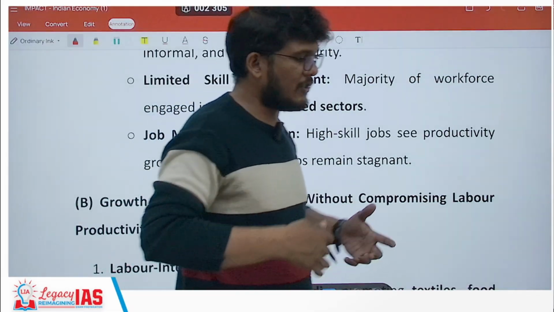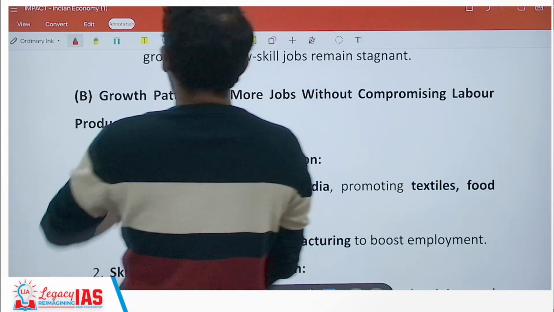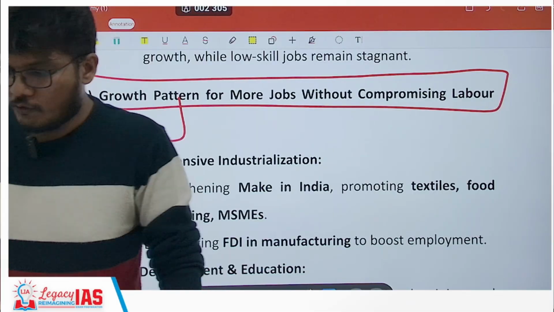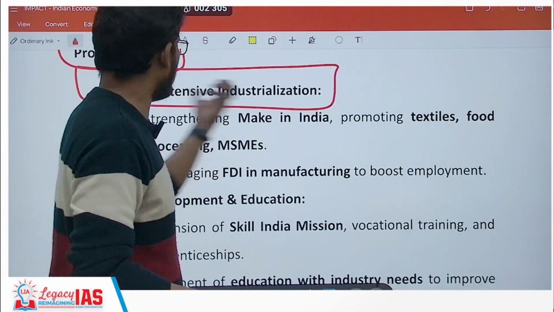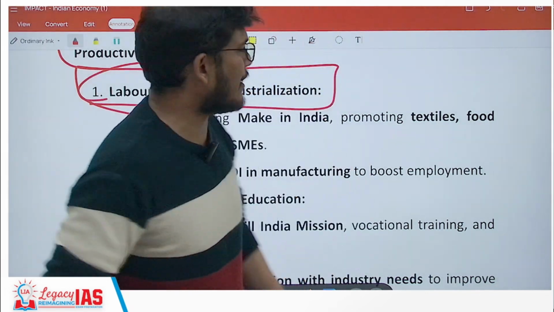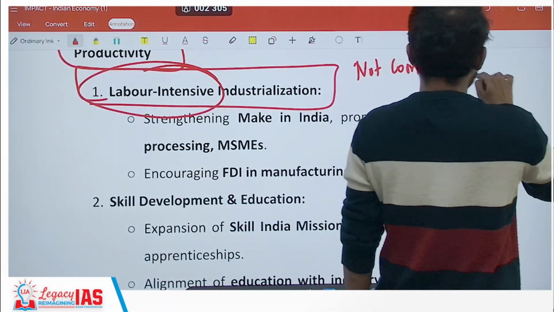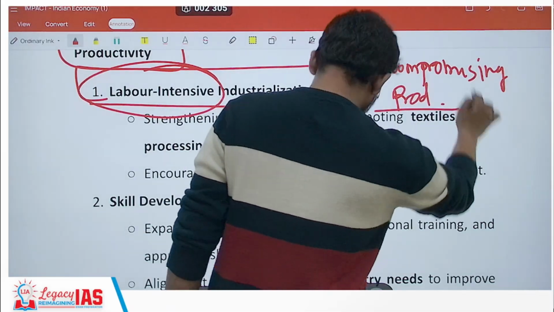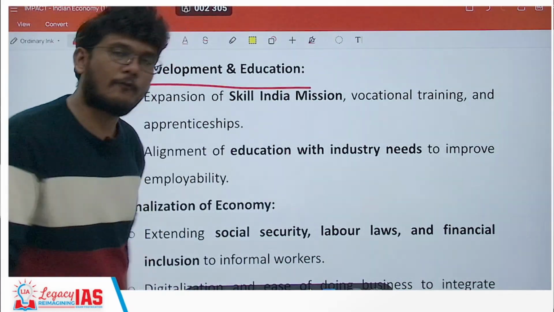Huge amount of population, skill is not there, structural issues can be there. So then you have to suggest the growth pattern for more jobs without compromising productivity. So this growth pattern will of course have to be labor intensive. So we are talking about labor intensive industrialization. It has to be labor intensive, but not compromising productivity. It should not compromise the productivity. That is very important. Then skill development and education, of course, is required.